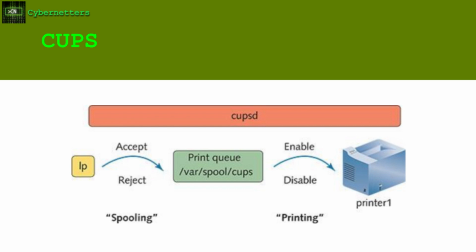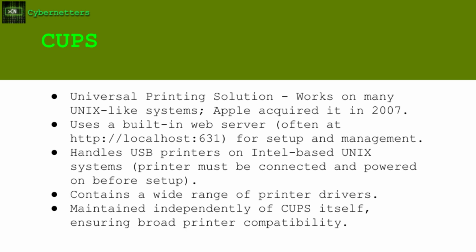CUPS sends the job to the printer, but only if printing is enabled. If printing is disabled, the job just sits there until the printer is enabled. And then finally, the printer prints the job, which completes the process. So, in summary, CUPS is like the boss, which decides when and how a print job reaches the printer. It makes sure that everything is queued properly, so it prevents a chaotic print war in shared environments.